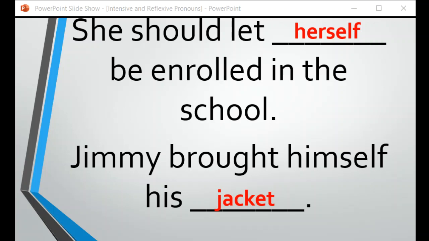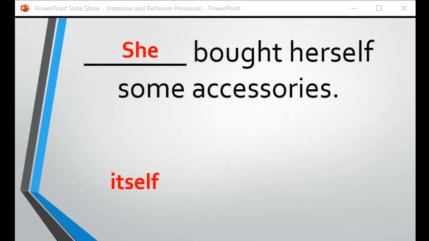Could you repeat? Very good. What then is your answer? That's right. The word that you may use for it can be anything or any object. For example, Jimmy brought himself his jacket. Okay, now I have another one. Blank bought herself some accessories.